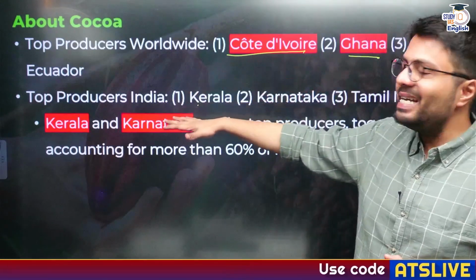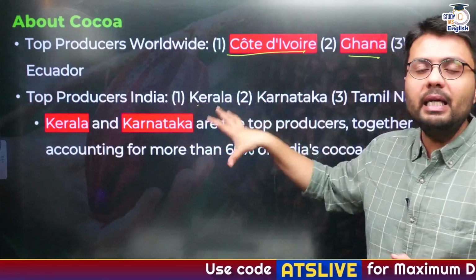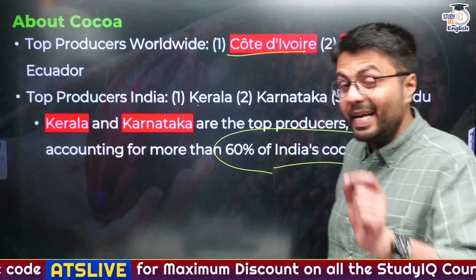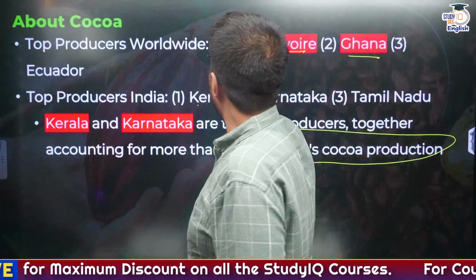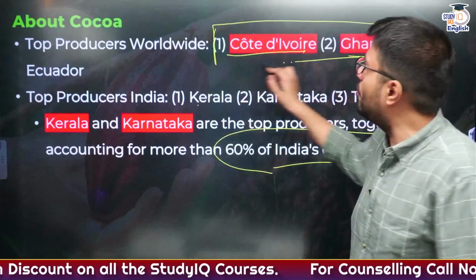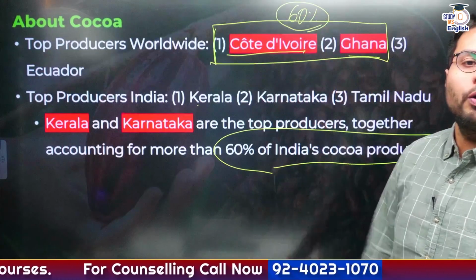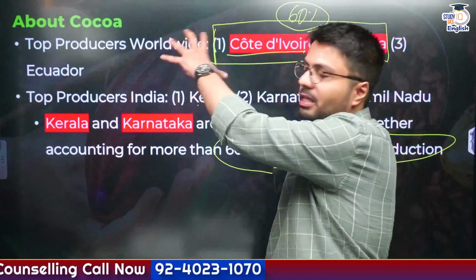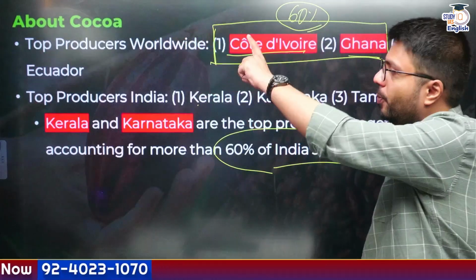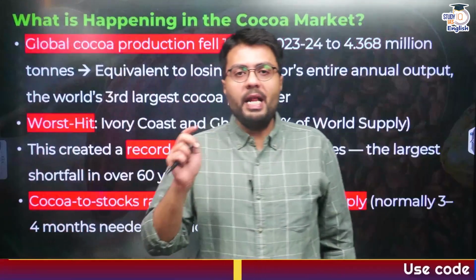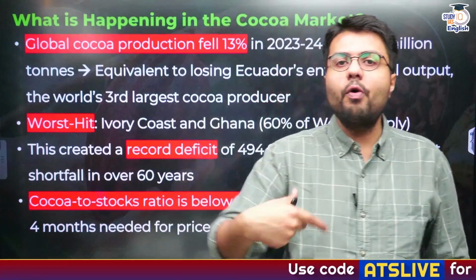What you need to understand is that Kerala and Karnataka put together account for more than 60% of Indian cocoa production. Similarly, these two countries, Ivory Coast and Ghana, also account for 60% of global cocoa production. So this is the top cocoa producers worldwide as well as in India. Now, this information will help you understand why the prices of cocoa are increasing.